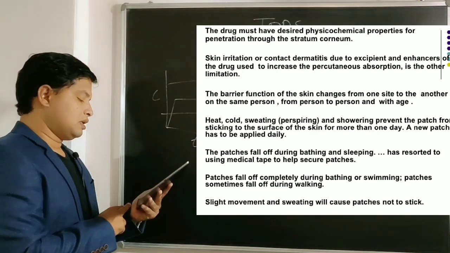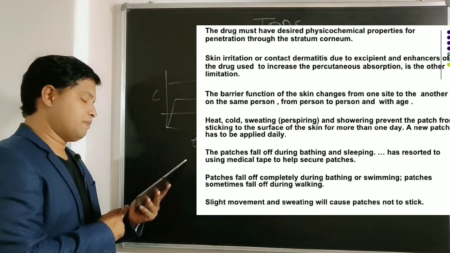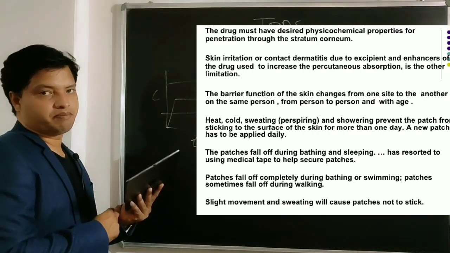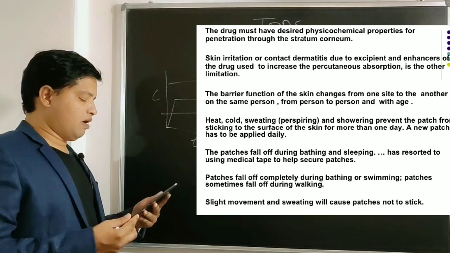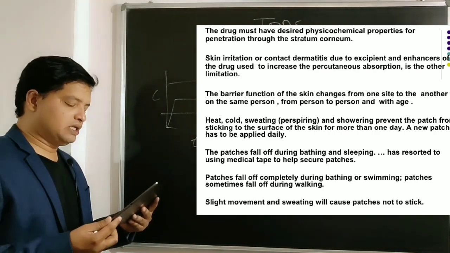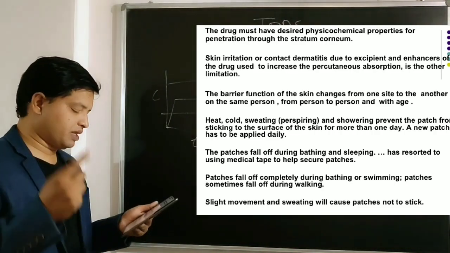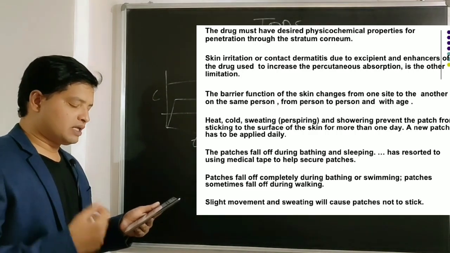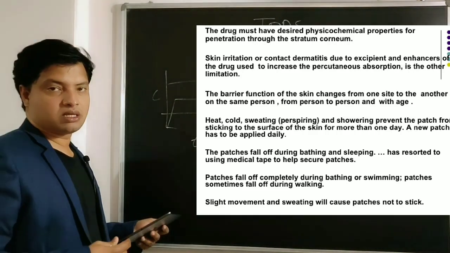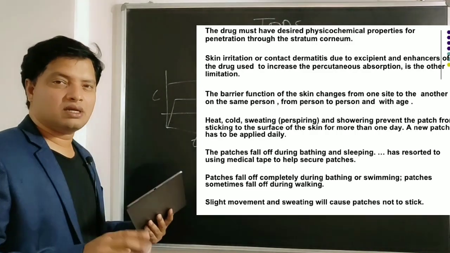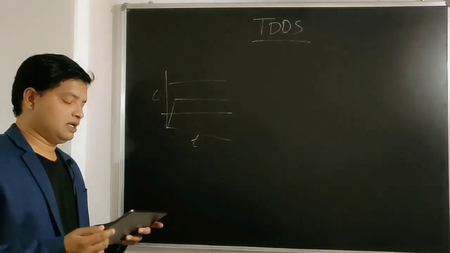Okay, and daily we have to apply a new patch. The patch may fall off during bath and sleep. Then the patch may fall off completely during bath or swimming. Same point. Slight movement and sweating will cause the patch to not stick. Okay, these are the disadvantages of the transdermal drug delivery system.